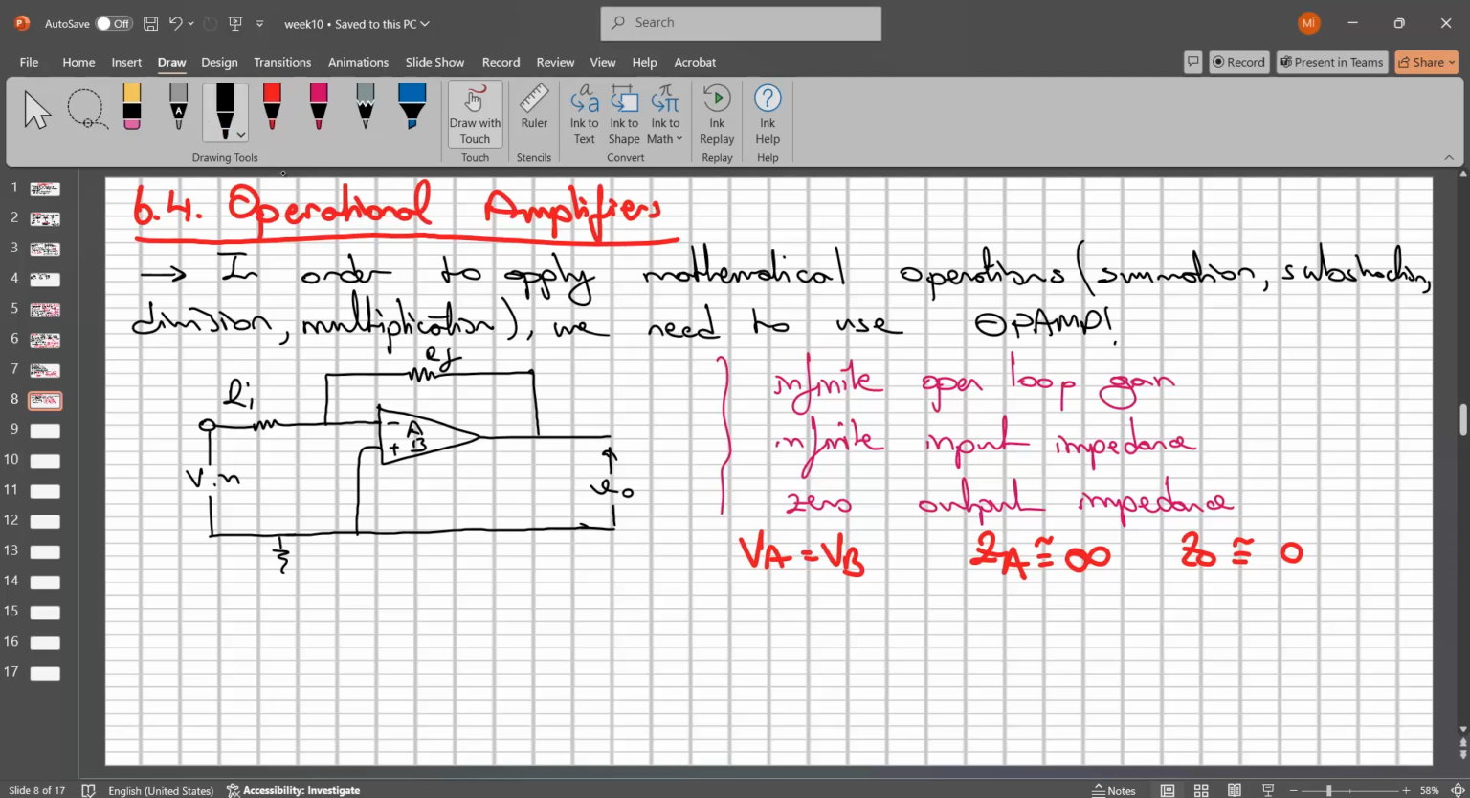Zozan, I think this zero output impedance is equal to this one, because zero is seen on the right hand side, and so infinite input impedance, Z is impedance, and I think this infinite value is related to this one. And also infinite open loop gain means that the VA must be equal to the VB, right?